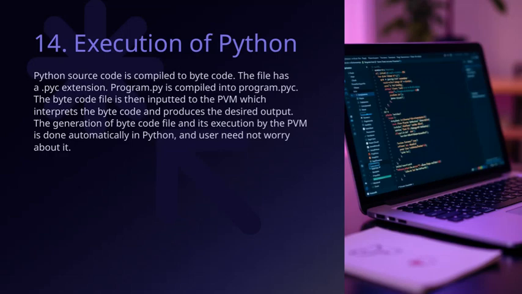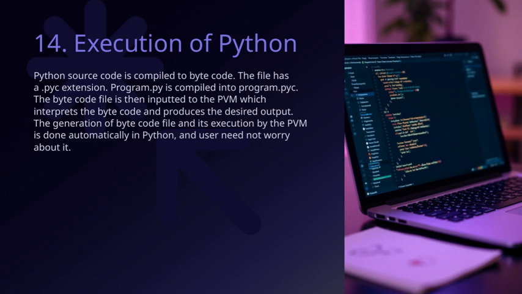When we write Python code, it doesn't run directly on the hardware. Instead, the code is first compiled into what's called bytecode, which is a sort of intermediate language. This bytecode is stored in a file with a .pyc extension. For example, if you have a file named program.py, after compilation, it becomes program.pyc. This bytecode is then fed into the Python virtual machine, or PVM, which interprets it. The PVM reads the bytecode and executes the instructions to produce the desired output.